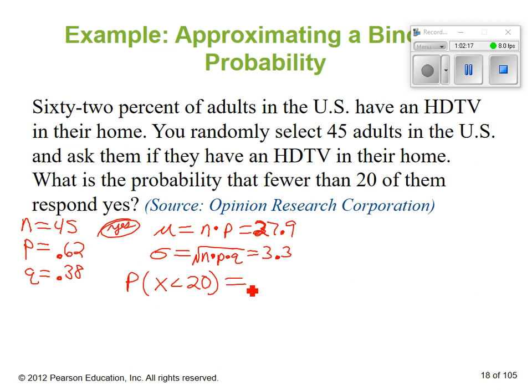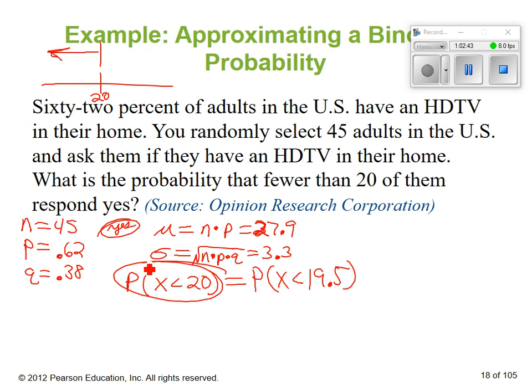So let's think about our graph here. We're at 20. We want fewer than 20, so we're going down this direction. So less than or equal to 19.5. We've got to change that 20 into what? 19.5. So we're going to do the probability that x is less than or equal to, or you can just put less than, doesn't really matter, 19.5. We've got to do that continuity conversion.